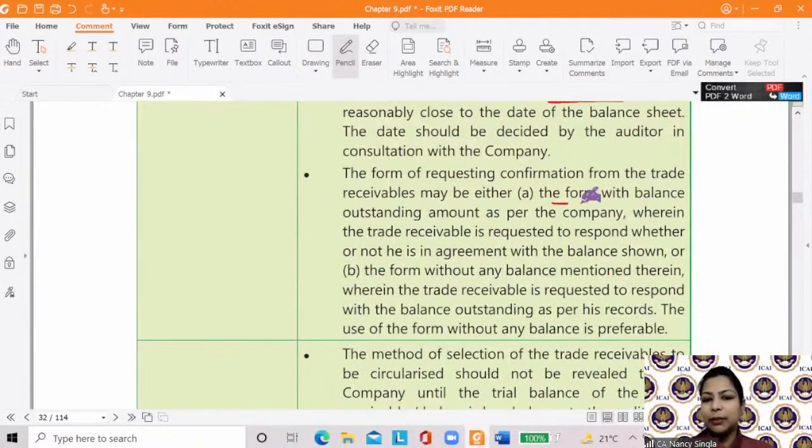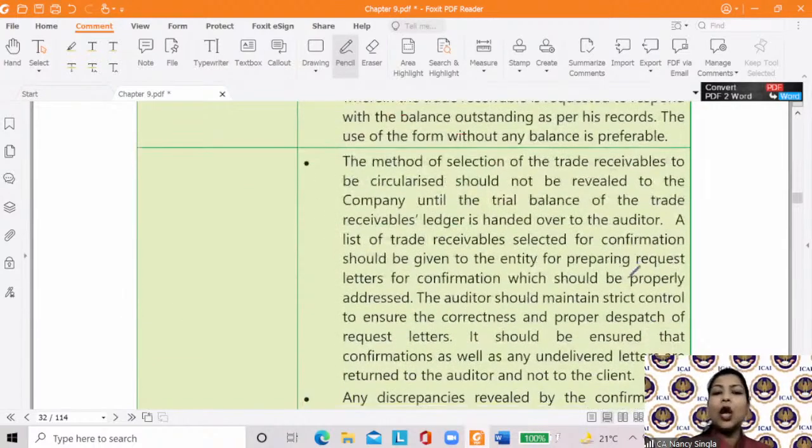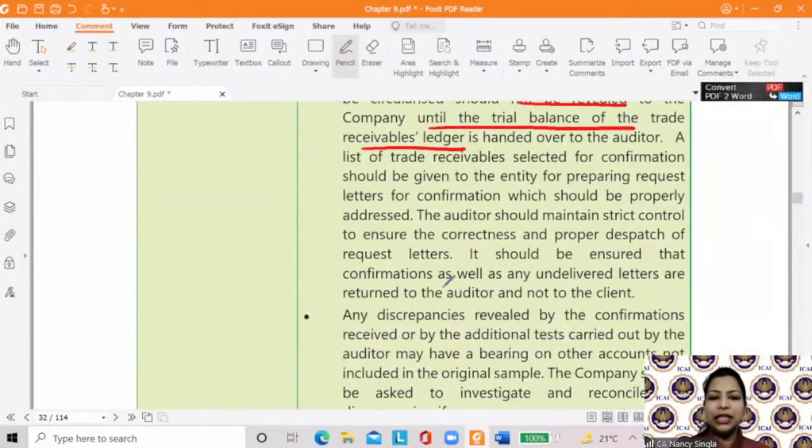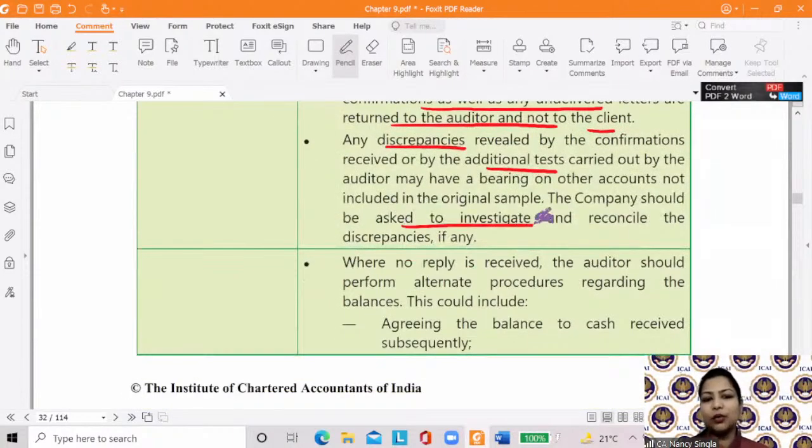You can ask what is the balance, the form with the balance outstanding amount, that is you are saying that it is 4 lakhs or not, or the form without any balance mentioned there. Simple. Okay? Until you receive the trial balance of the receivable ledgers, do not reveal how you will be selecting the debtors to whom the confirmation request shall be given. Okay? And the auditor will see what is undelivered, and the confirmations are returned to the auditor and not to the client. If there is any discrepancy, do additional tests, tell management to reconcile and investigate. Okay? If there is no reply, do alternative procedures.